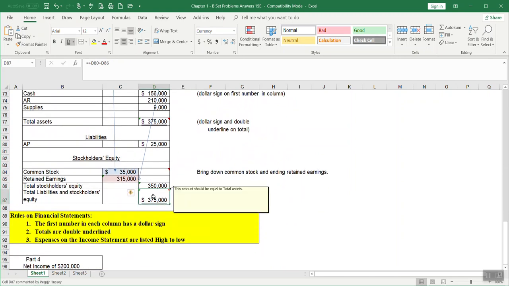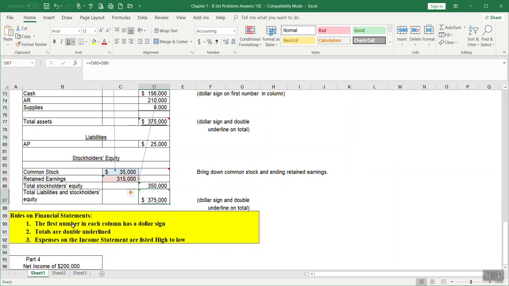Now, I will take my total liabilities and my total stockholders' equity and add those together. So 25, and notice there's no underline on the 25 because it will be added to the 350, gives you 375. That's my second grand total. Dollar sign, double underline it. Notice that the 375 total assets does equal the 375 total liabilities and stockholders' equity.